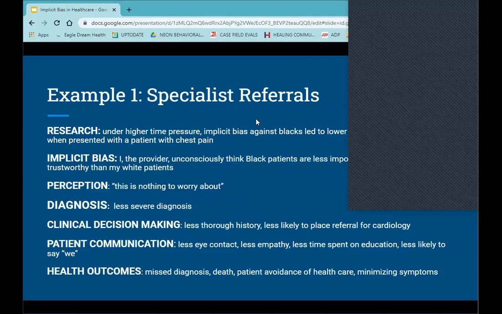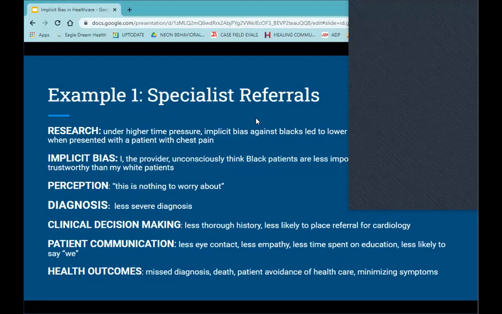So the specialist referrals, there's research that providers who have more implicit bias compared to less implicit bias were less likely to refer Black patients who presented with chest pain to a specialist when they were rushed. So let's walk through this, right? There's some sort of implicit bias, and all we know about implicit bias is there's some negative association. And I'll talk a little bit more about that later, hopefully if I have time.